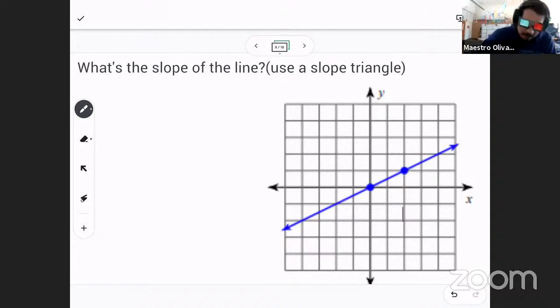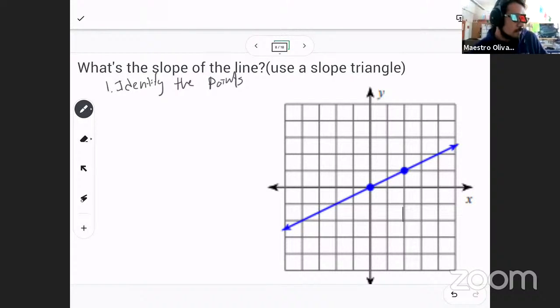Thank you, Betsy. Identify the points. Do we see the points? Oh, wait, no, the camera's over here. We see the points, right? The points are right here and right here. Perfect.